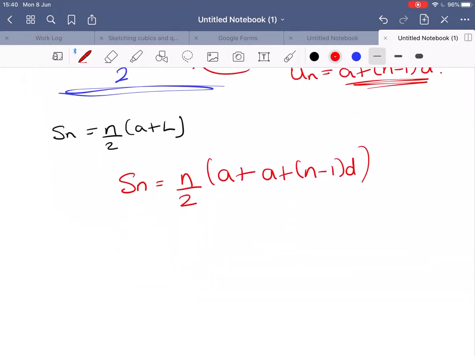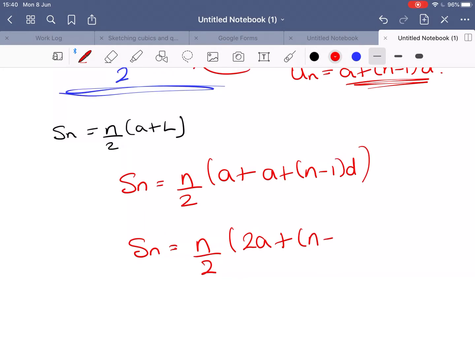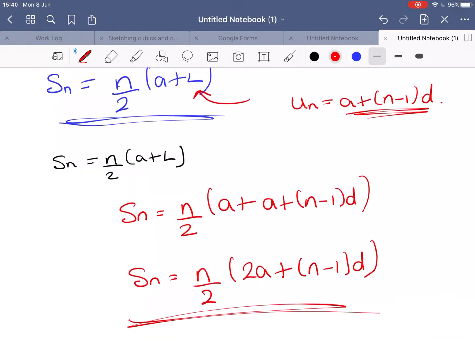And so we get the second form of this sum equation, which is the sum of n terms is n over 2 times 2 lots of a, 2 lots of the first term, plus n minus 1 times the difference. And that is also on the formula sheet. So you get both forms on the formula sheet. So these are the two equations that you need to remember.